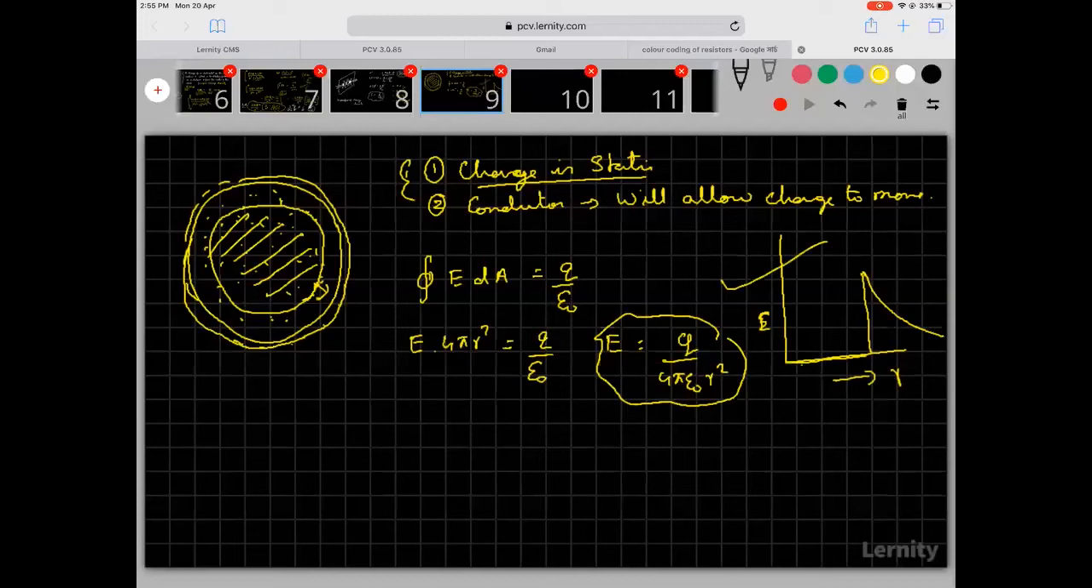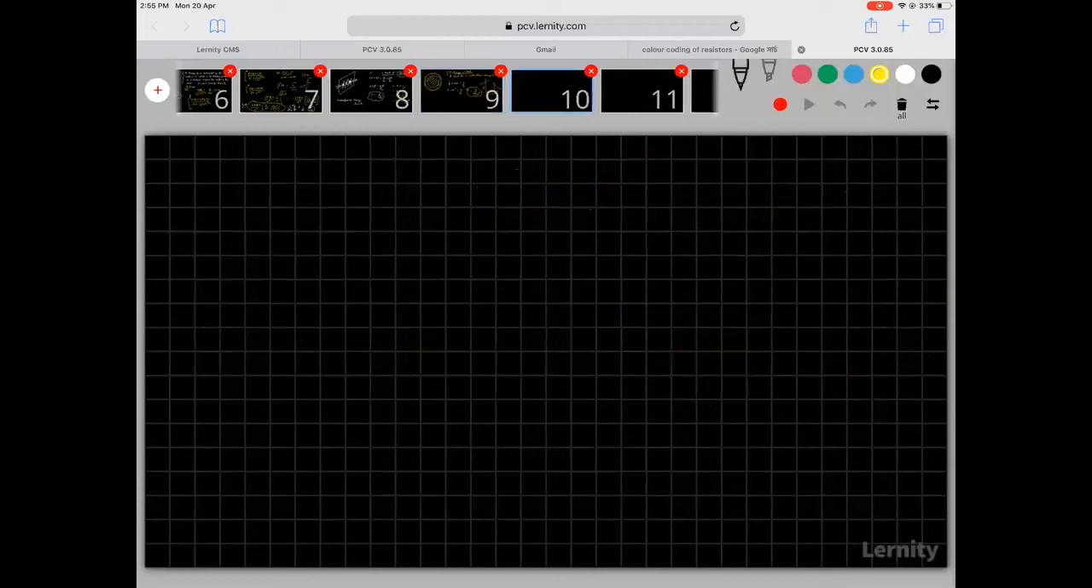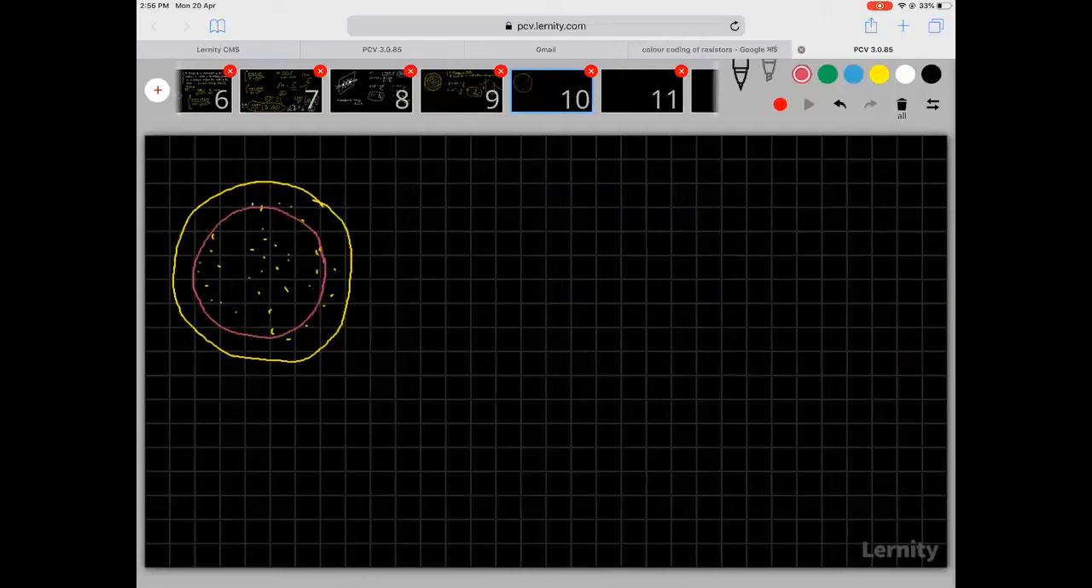Now let's see what if it is not a conductor, but an insulator. So now I have an insulator. How is an insulator different from a conductor? An insulator will not allow the charges to move. So the charges will remain wherever they are. Now the question is, what is the electric field at some point? So I am drawing a Gaussian surface. Now I am going to apply Gauss law here. So integral E dot dA is equal to Q by epsilon, where Q is the total charge which is present inside.